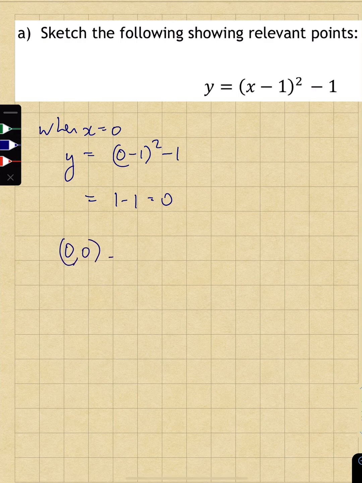This is on the graph. This is called the y-intercept. This is where it crosses the y-axis. When x is 0, it's also going to be a root, as we'll see later. So a root is when y equals 0, right?